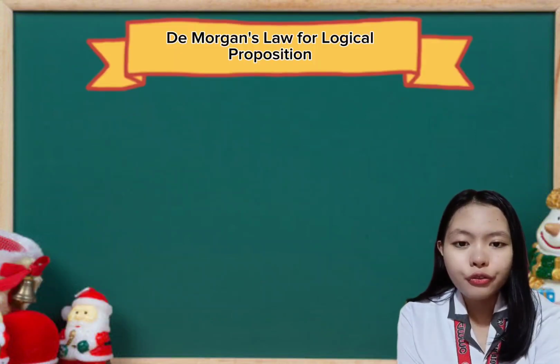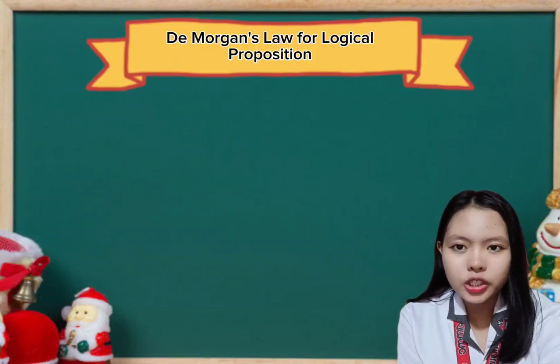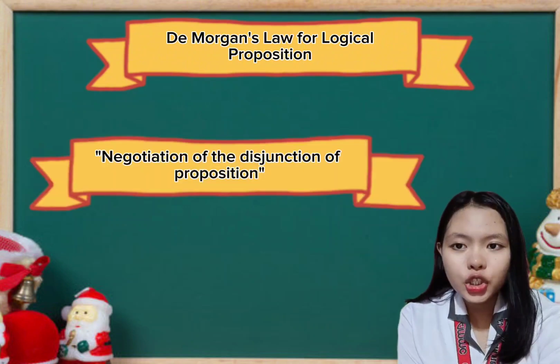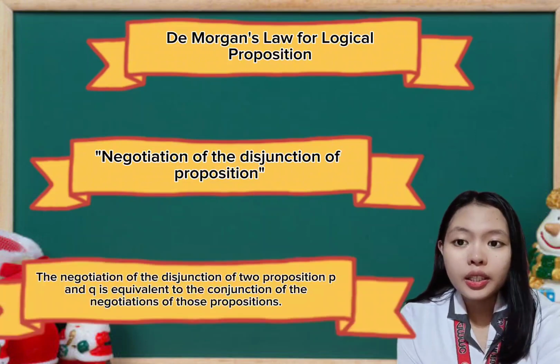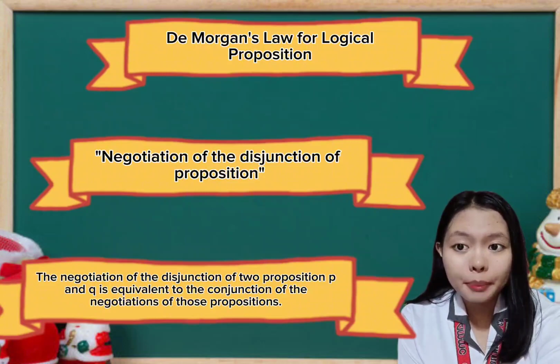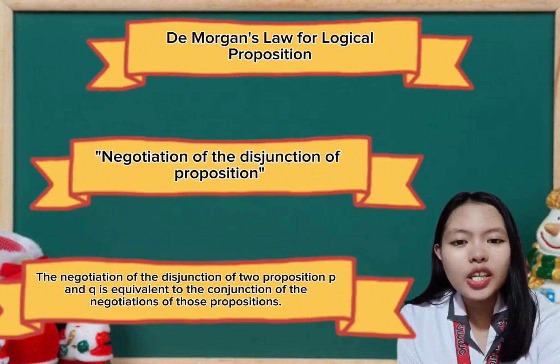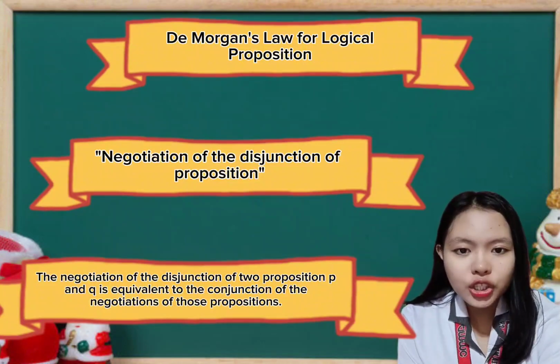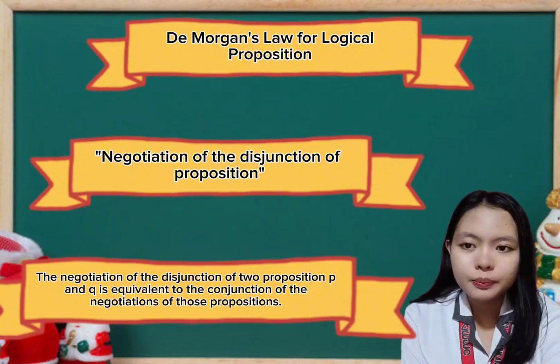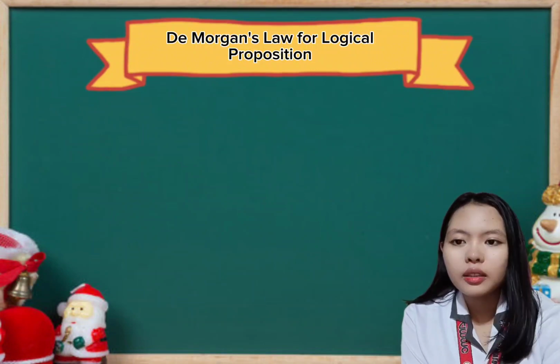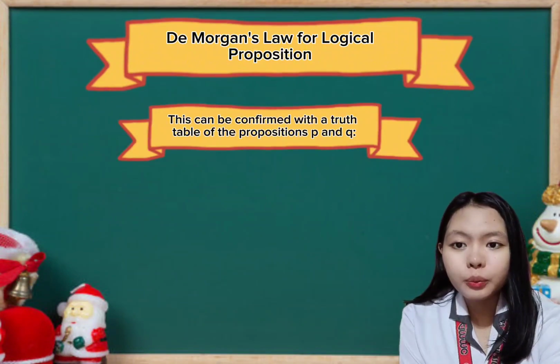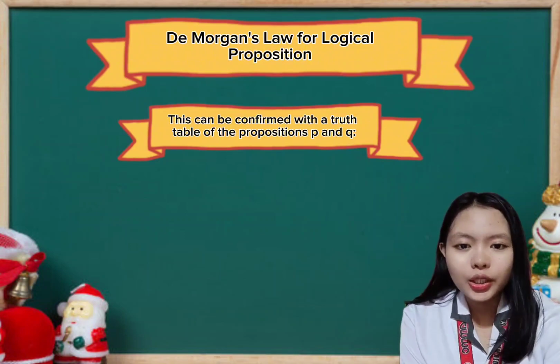De Morgan's law for logical propositions. Negation of the disjunction of propositions. The negation of the disjunction of two propositions P and Q is equivalent to the conjunction of the negation of those propositions. This can be confirmed with the truth table of the propositions P and Q.